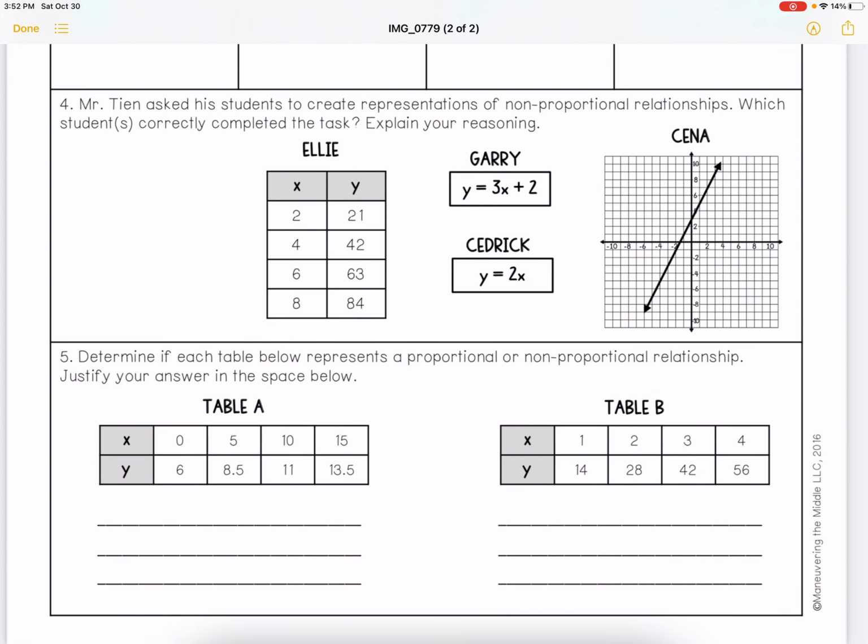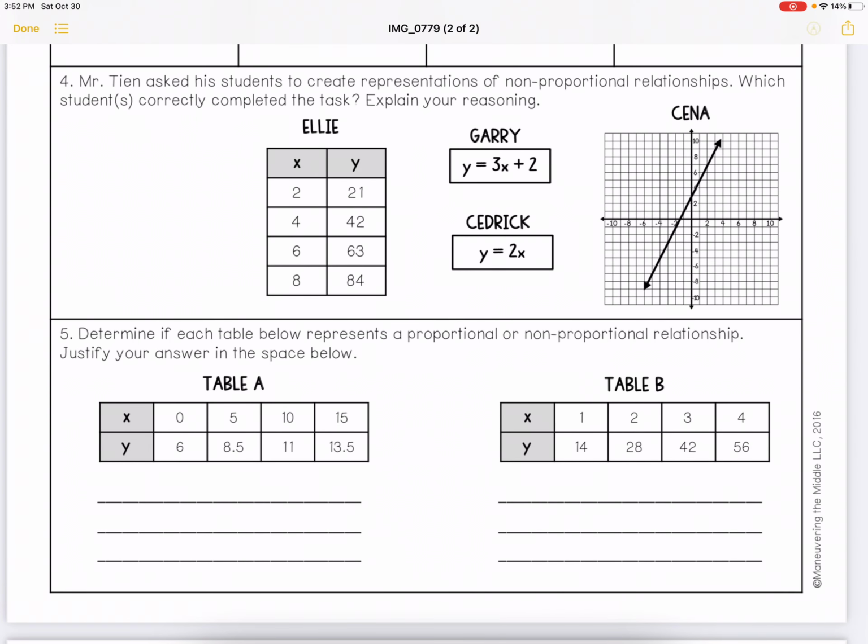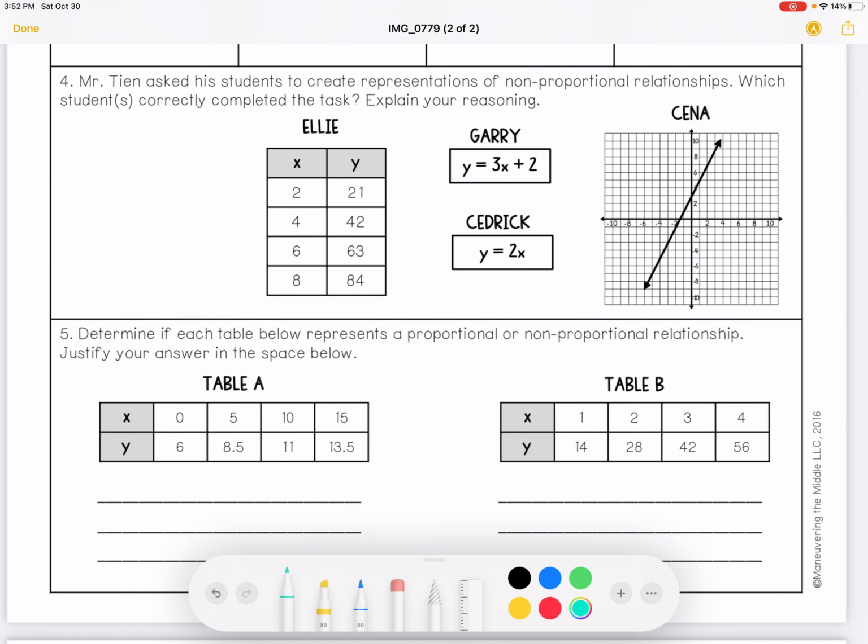Mr. Tyne, I'm not sure how to say that, asked his students to create representations of non-proportional relationships. Which students correctly completed the task? Explain your reasoning. Okay, so if we look at Ellie, we would want to look and see how much it is changing and going down every time, so that if we ended up at 0, we would need to know if y equals 0 or not.